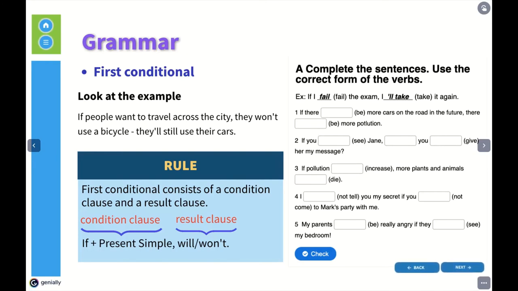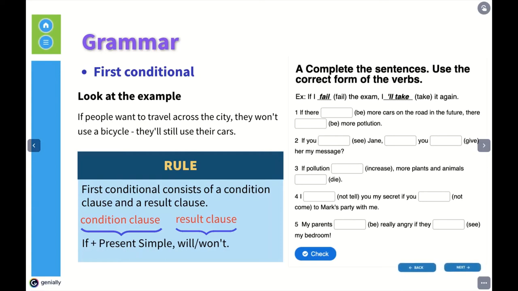So the if clause here is the conditional clause, and we use if plus present simple. You can see: people want to travel across the city. So people is the subject plus the verb form want, which is in present simple. After that we can see a comma here, because we use the if clause at the beginning of the sentence. And then they won't use a bicycle, or they will still use their cars, is another clause that is called the result clause. And this clause uses the future form, will or won't. You can see they won't or they will still use, plus the base form.